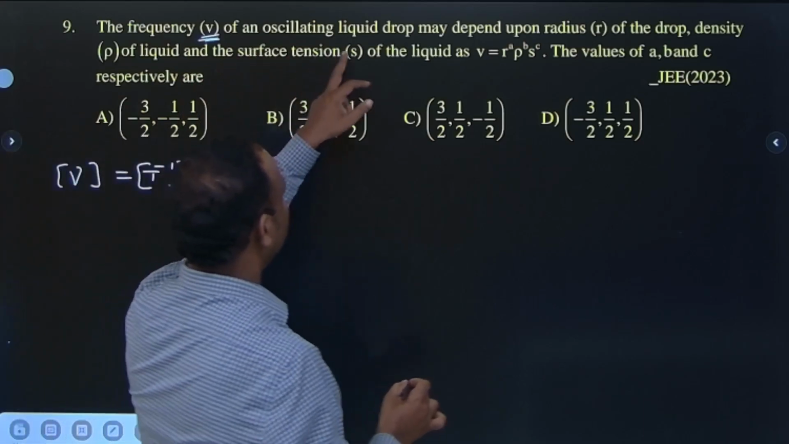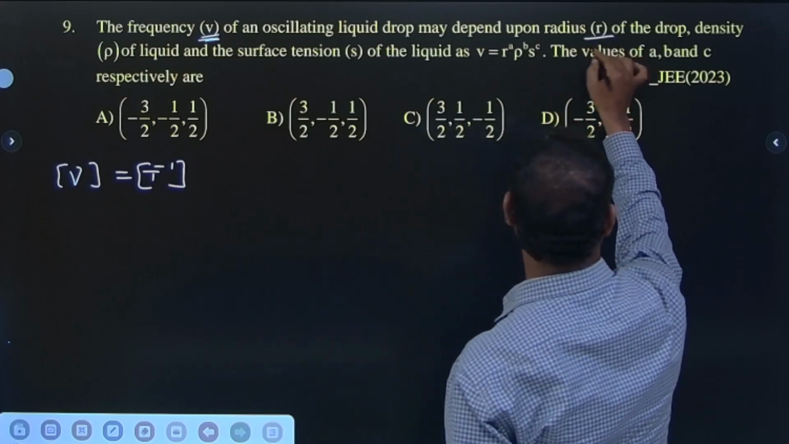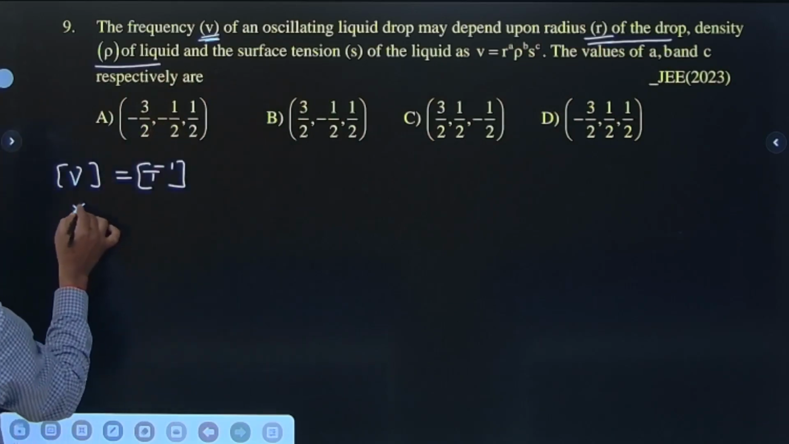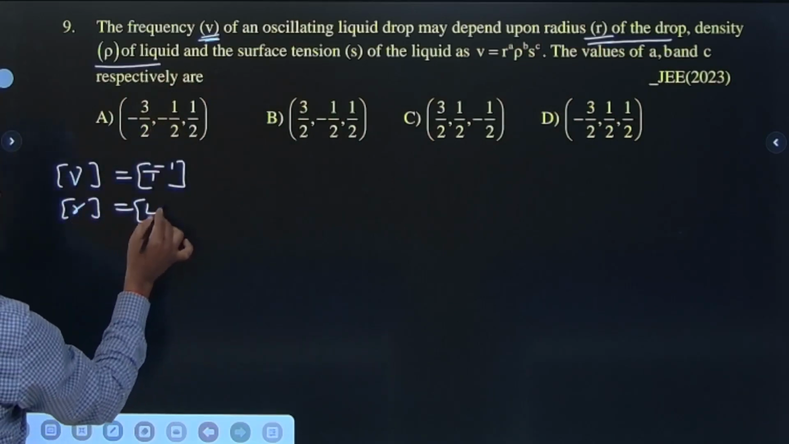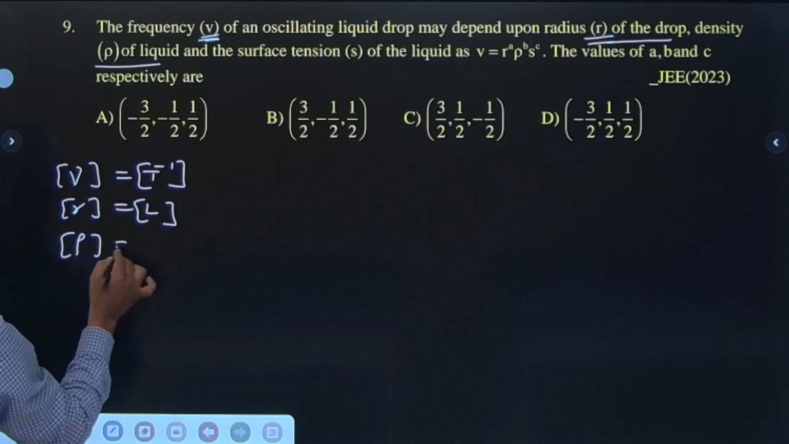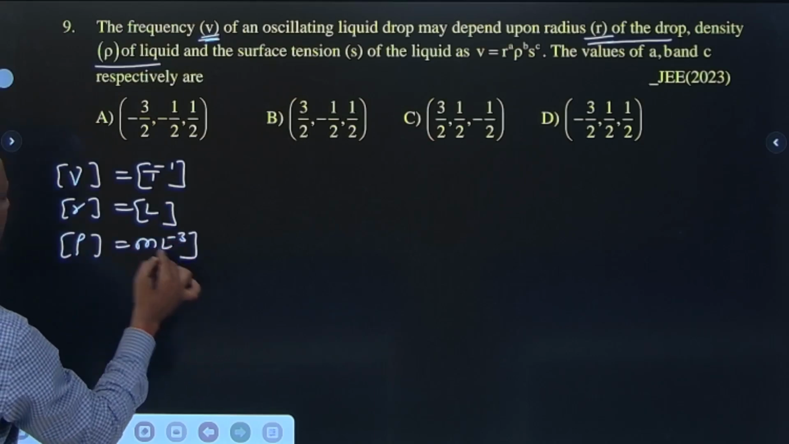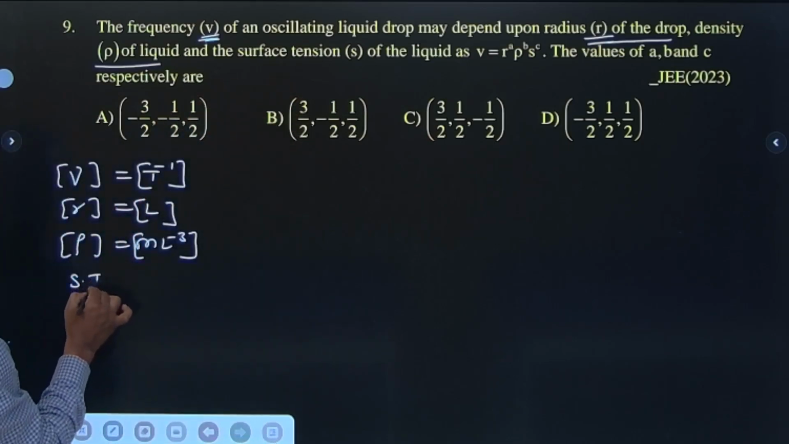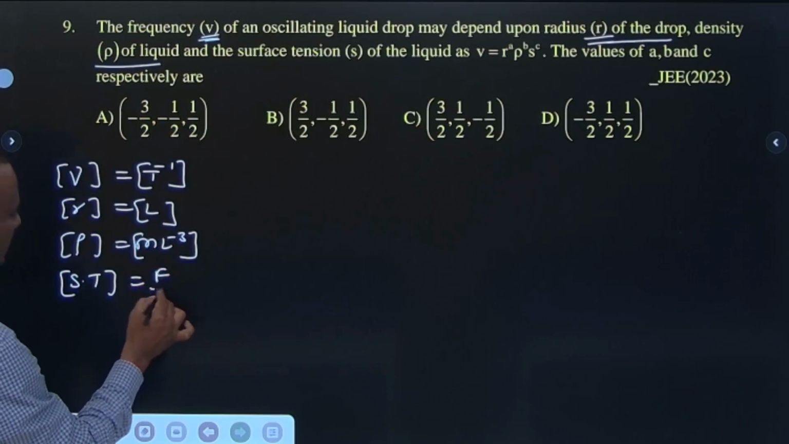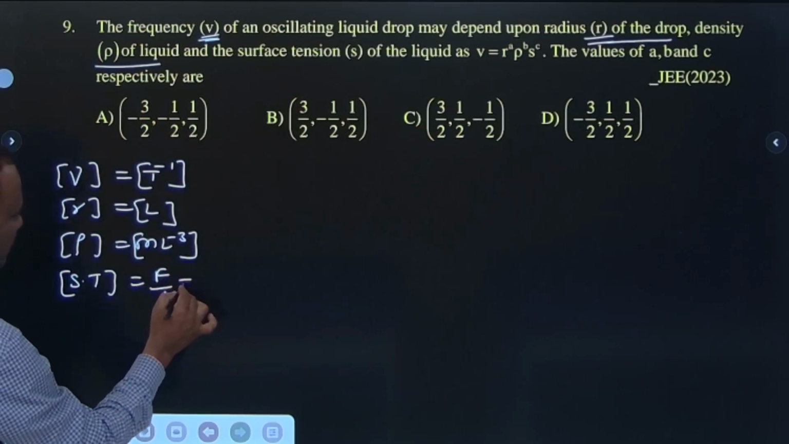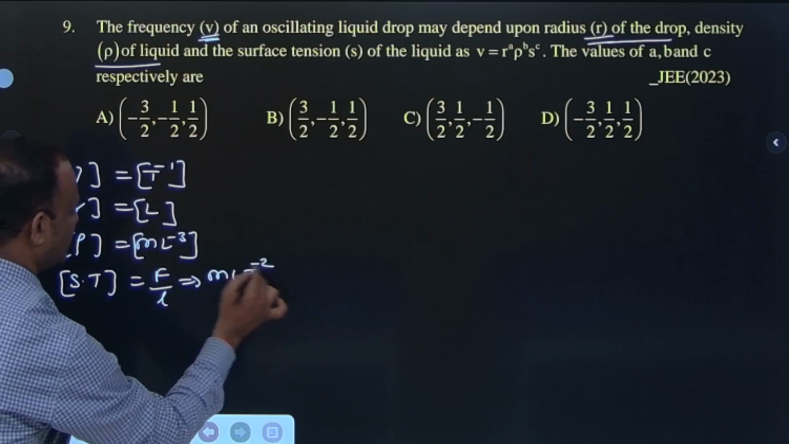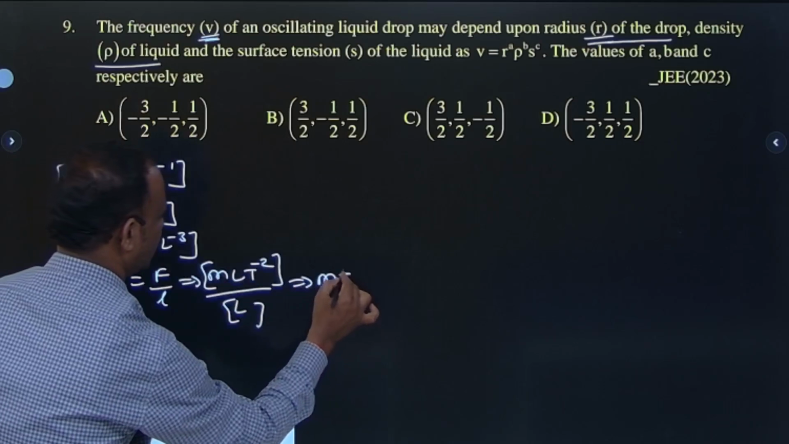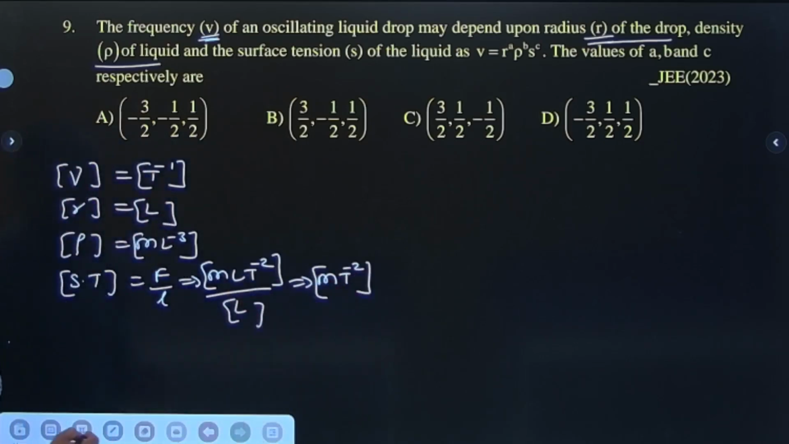Next one. The frequency of oscillation of a liquid drop may depend upon the radius of the drop, the density rho, and surface tension. Radius dimension formula is L. Density dimension formula is M L minus 3. Surface tension dimension formula is force per length, so M L T minus 2 by L, which becomes M T minus 2.